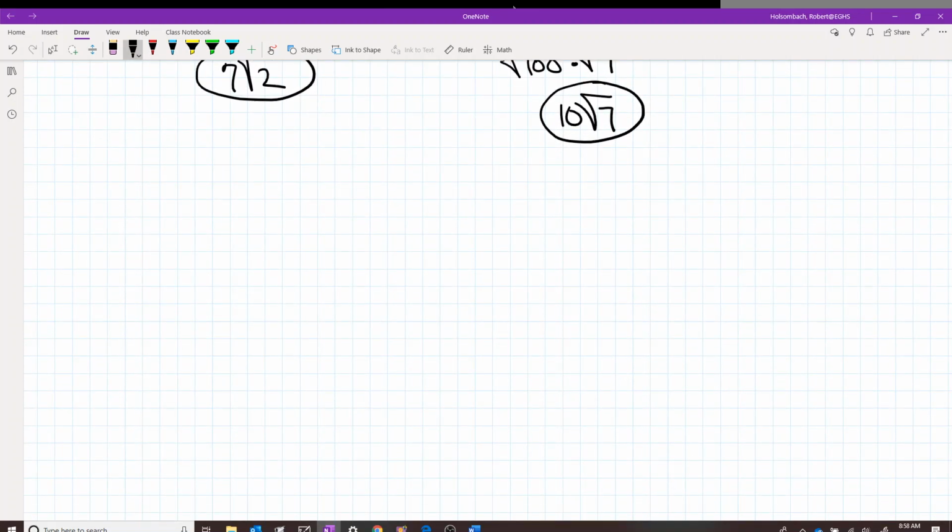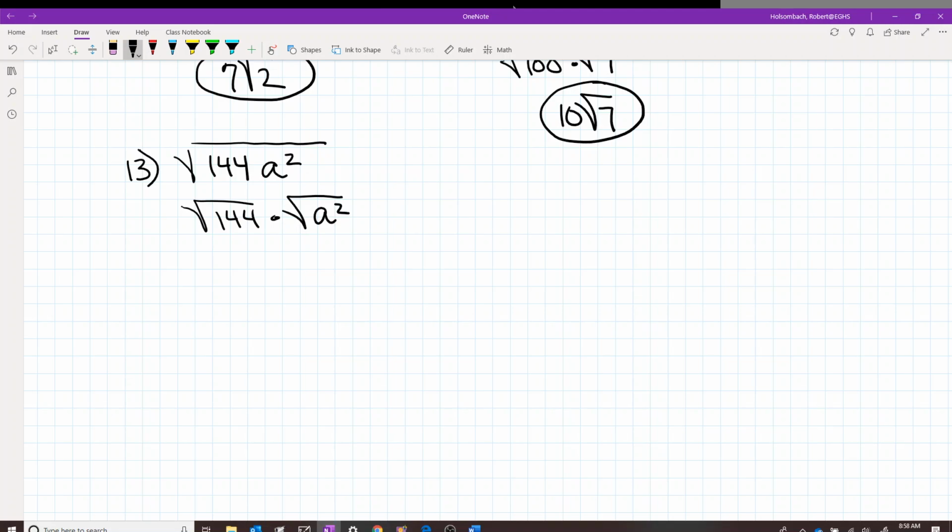Number 13. You're simplifying the square root of 144 a squared. They're both perfect squares, but if you break this apart, the square root of 144 times the square root of a squared, in simplest form this would be 12a. The square root of 144 is 12, and the square root of a squared is a.